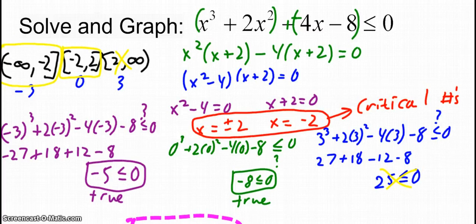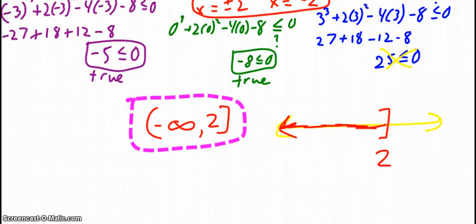So if I gave you this exact same problem, but this was just a less than, your answer would be negative infinity to negative 2, and negative 2 to 2 with parentheses separating all of the values. But since it was brackets, we can combine them, and we get one solution interval.